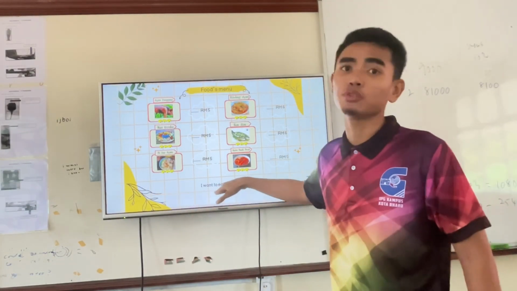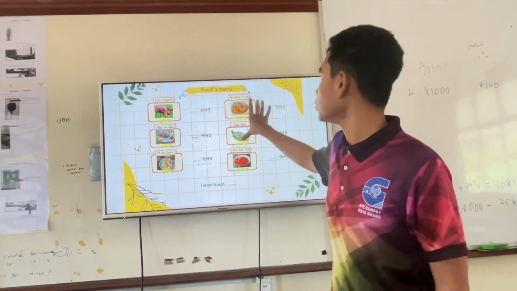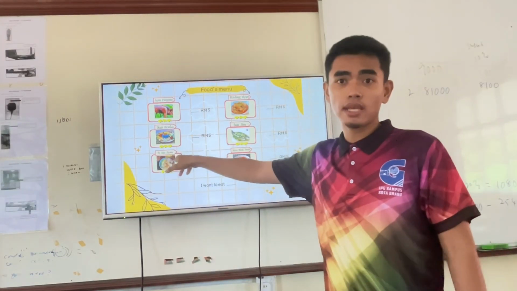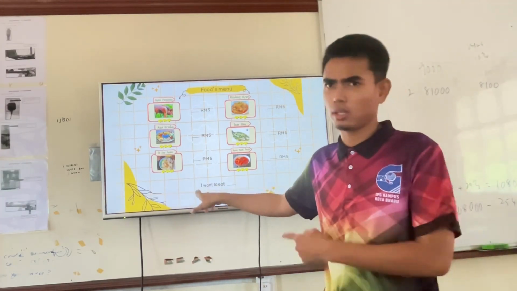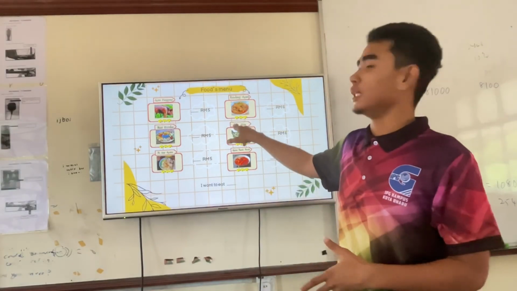For example, I want to eat. So they only need to read this sentence and state what food they want to eat. For example, like I want to eat soup ayam, and if they want to eat rendang ayam, they only need to say this sentence over here. I want to eat ikan steam.